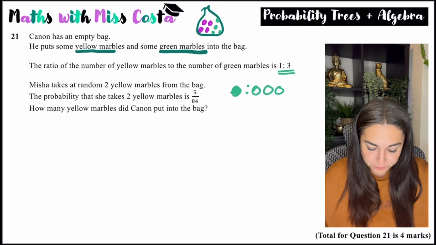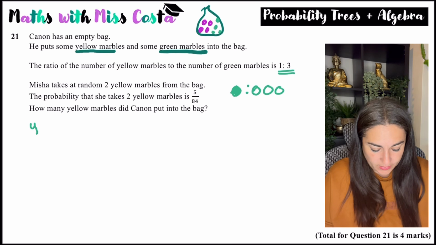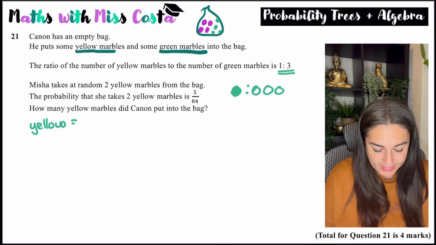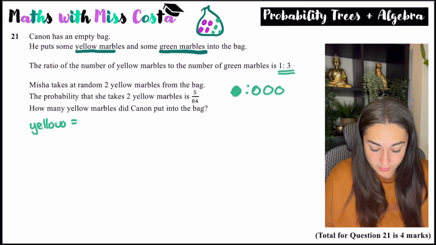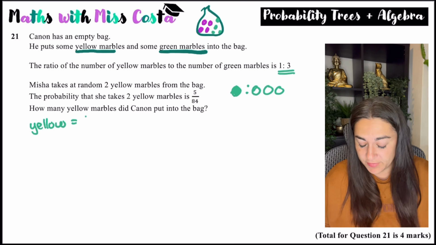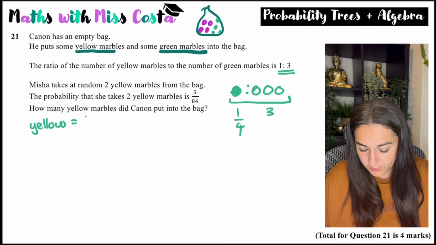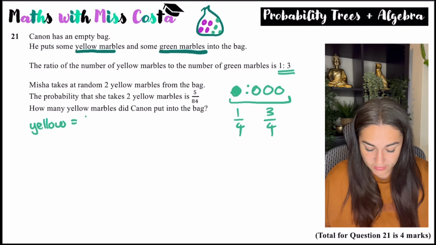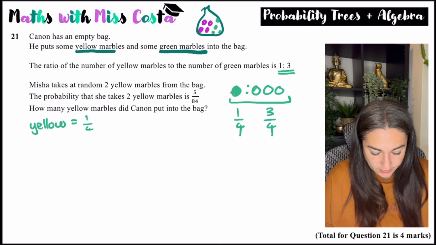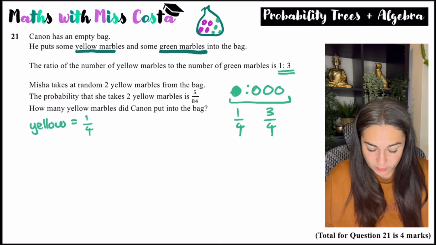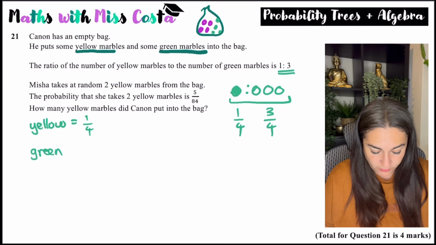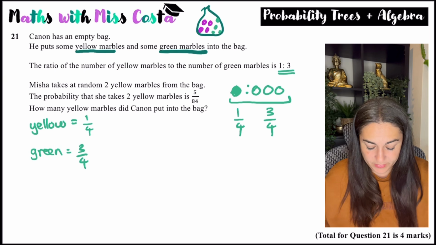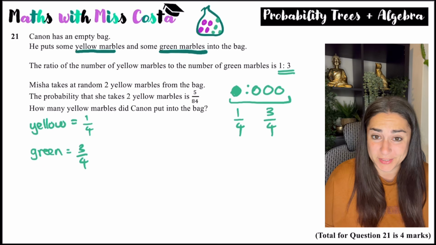So what would the probability of getting a yellow marble be? Well, 1 out of every 4, because there are 4 marbles in total, would be yellow, and 3 out of every 4 would be green. So the probability of getting yellow would be 1/4. The probability of getting a green marble would be 3/4. But let's turn it into an algebraic expression.